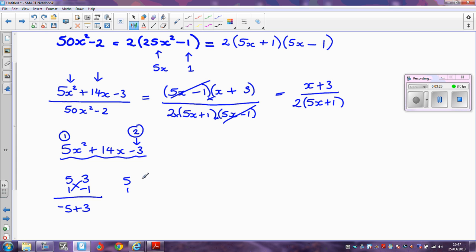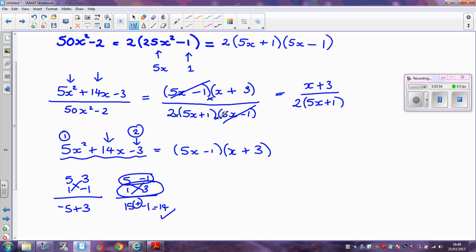Let's try 5, 3, minus 1, 3. So 5 times 3 is 15. 1 times minus 1 is minus 1. And if we add those two together, that gives us 14, which is correct because there's 14 in the middle. And my two brackets then come from those two numbers. So one of my brackets would be 5x minus 1. And then my other bracket comes from these two numbers: 1, so in other words, 1x plus 3. Same as I've got here, look.